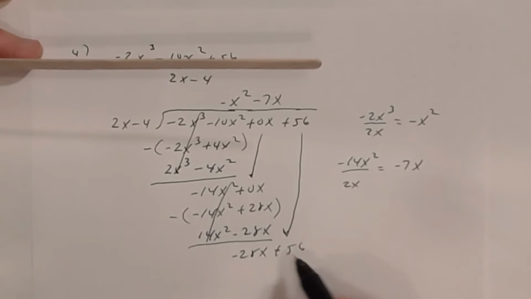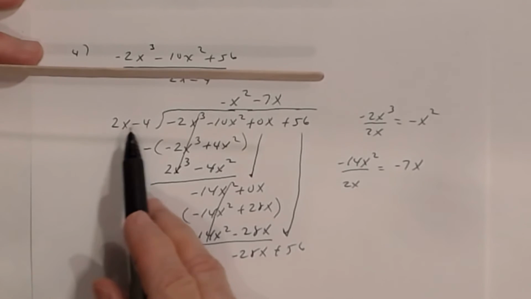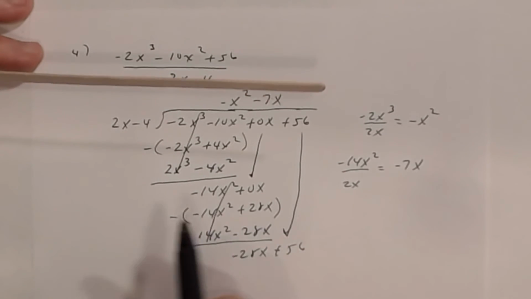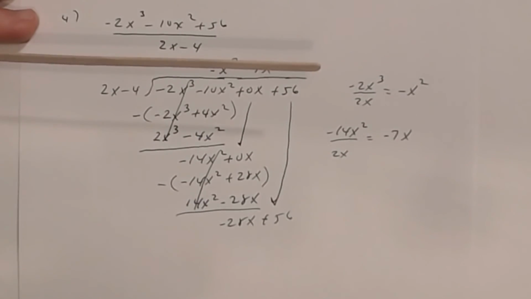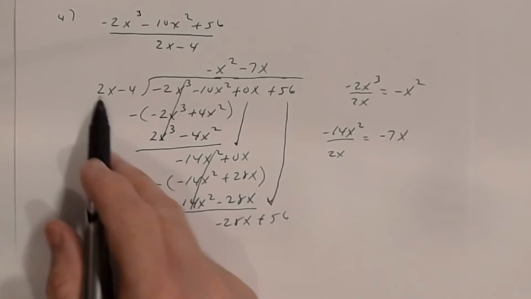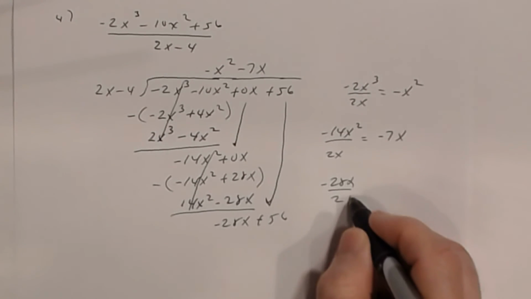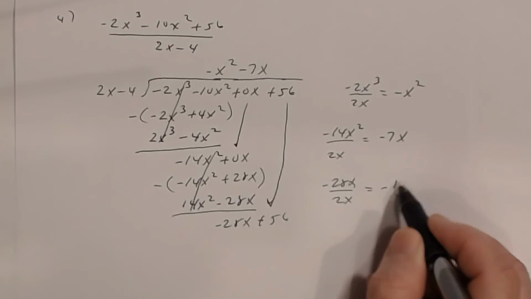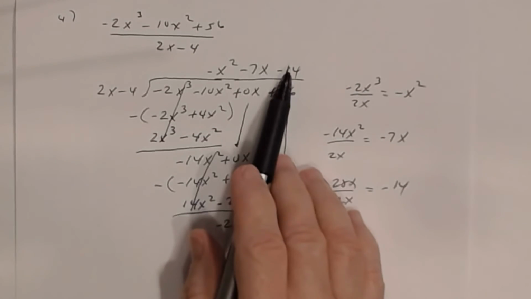And remember, you continue because the degree here is 1. The degree here is 1. They're the same. You stop when the degree here is less than the degree of the divisor. Okay, so first divided by first. So negative 28x divided by 2x. And so when I divide that, that's going to be a negative 14. So that goes here, minus 14. And so now you're going to multiply.